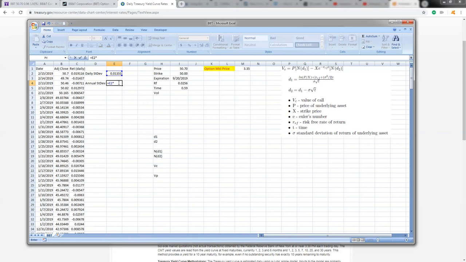So to annualize, it's going to be equal to this number times the square root of 250. So our volatility is right there. So now we can solve for D1 and D2. Again, this is just simply plugging in numbers.